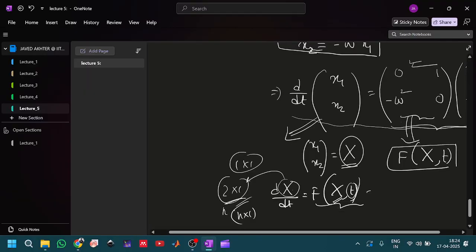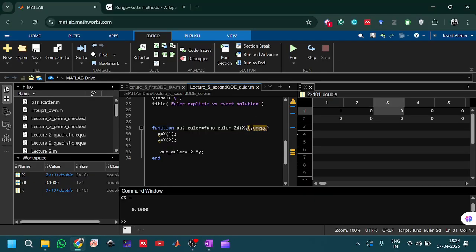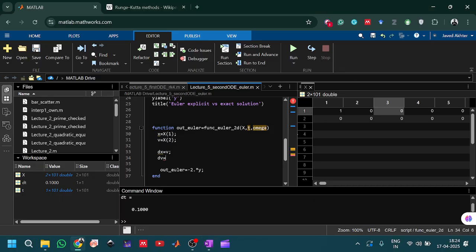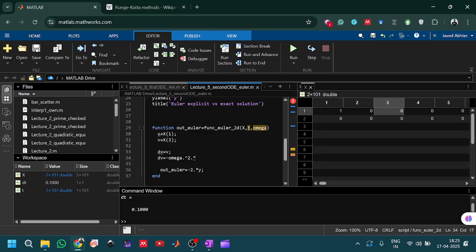Then if you look at this again, what is your dx dt? dx dt is basically x2, and x2 is v. So let me write it here. So dx is v, and what is dv? dv, or x2 prime, is minus omega square x1. So let me write it down, which is minus omega square, and you will multiply with x. So let me write down here x. So you will get this dx and dv.